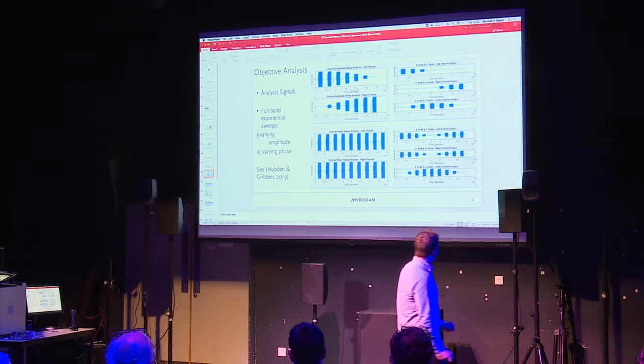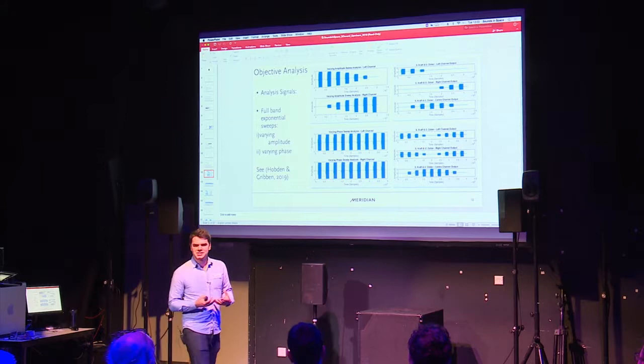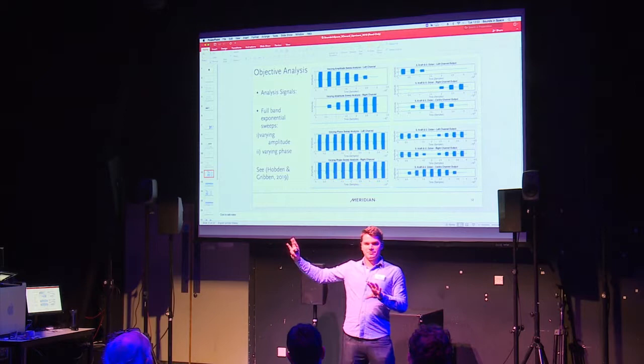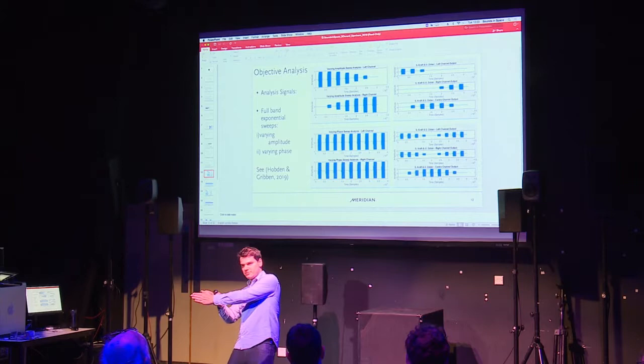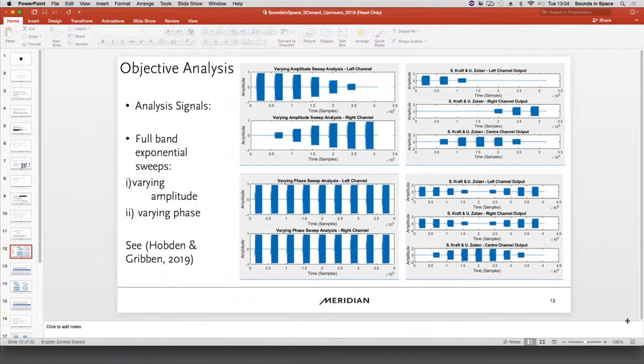Okay, so this is one thing that my colleagues at Meridian came up with, just to provide a basis for actually analyzing what an upmixer does to two channels. So essentially what we have on the left-hand side, the first two plots show a sine sweep through all frequencies that starts off in the left and gets lower and lower in the left, and higher and higher in the right. Okay, so the idea is that the sweeps sound like they're moving from one side to the other. And what we can then do is run this through an algorithm, or indeed an actual black box upmixer, and see what it does.